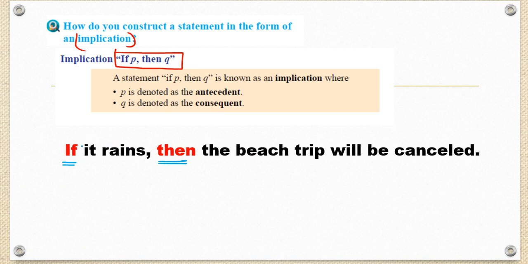I'm going to introduce you to labels. After the if, we usually label the statement as P and we call it the antecedent. After the word then, we usually label the sentence as Q, and we call it the consequent. Antecedent will be the one in front, consequent will be the one at the back.